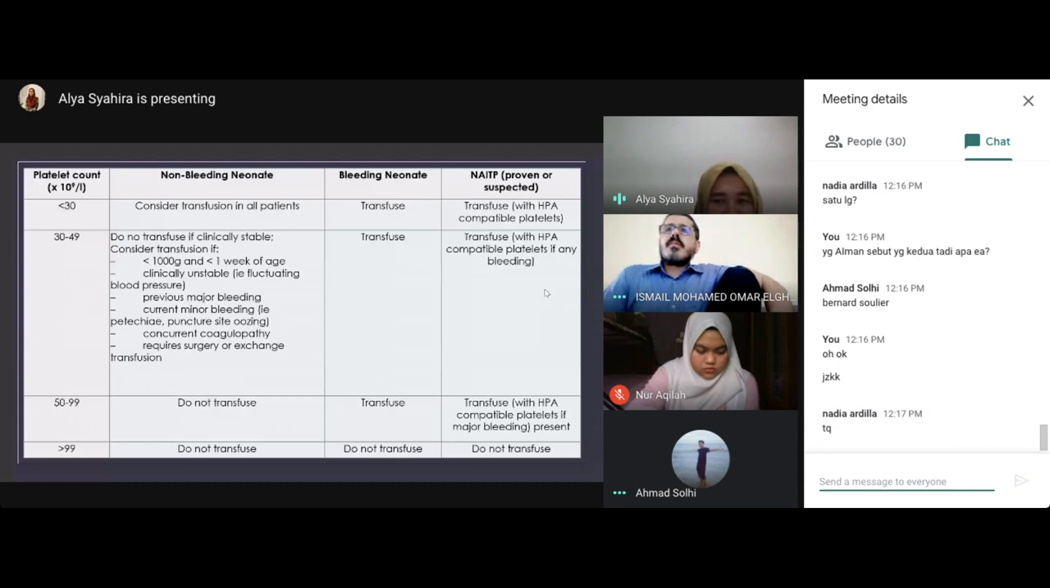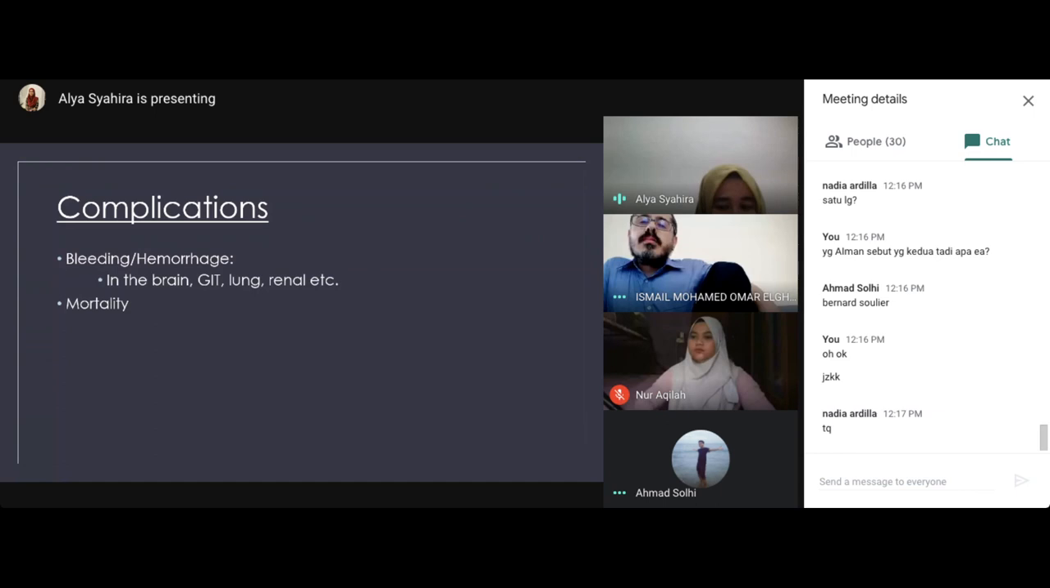So next, complication in general in neonatal thrombocytopenia, it can cause bleeding or hemorrhage. It can occur anywhere in the body, in the brain, GIT, lung, or renal. And if not treated properly and immediately, it can cause mortality to the newborn.